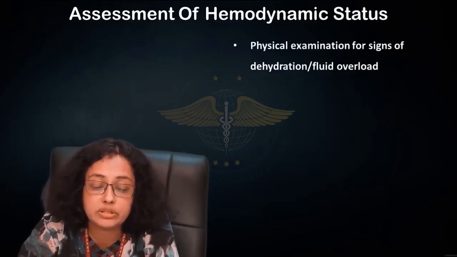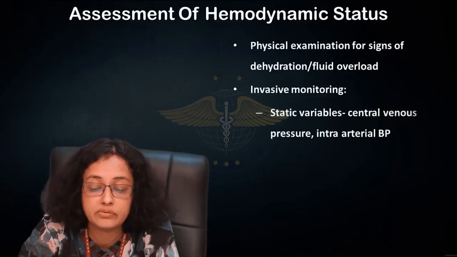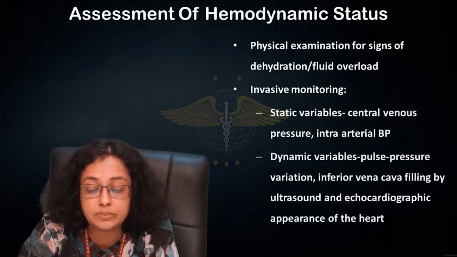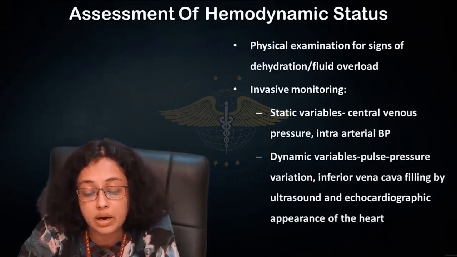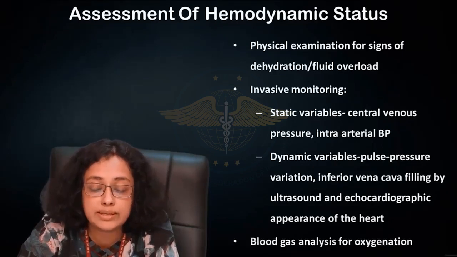Sometimes in critically ill patients, invasive monitoring is required, like central venous pressure, intra-arterial blood pressure, dynamic variables like pulse pressure variation or IVC filling by ultrasound, and echocardiographic appearance of the heart. And we should do a blood gas analysis for oxygenation.